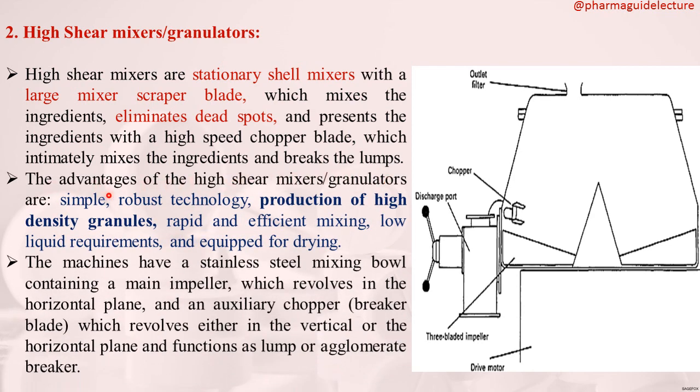Advantages of high shear mixer granulators are: it is a simple method, robust technology, production of high density granules, rapid and efficient mixing, low granulating fluid is required, and it is also equipped for drying. The machine has a stainless steel mixing bowl. This is the mixing bowl containing a main impeller, this 3-bladed main impeller, which revolves in the horizontal plane, and an auxiliary chopper or breaker blade. This auxiliary chopper revolves in either the vertical or the horizontal plane, and it functions as a lump or agglomerate breaker. Lumps and agglomerates are formed during the kneading action of this wet powder mass, so these are broken with the help of the chopper blade.